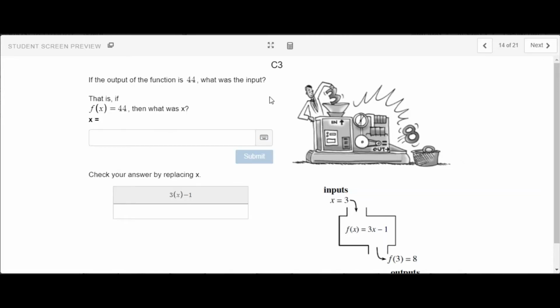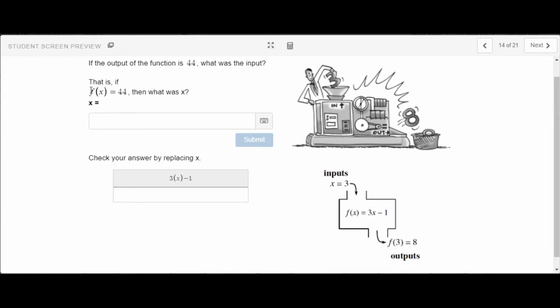And finally, for this last one, instead of telling me what number goes inside, it says that the answer is going to end up being 44. So what number can I plug inside, what x can go inside, so that my answer ends up 44? For example, let's try some numbers.